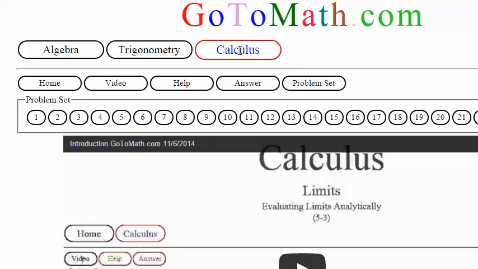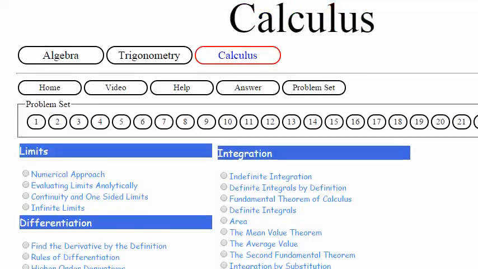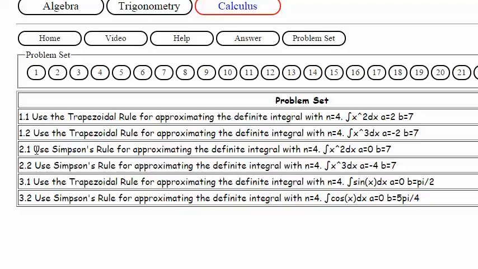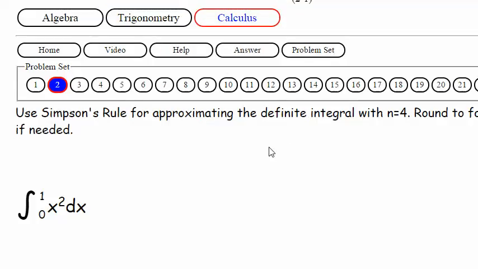Hey, we're here at go2math.com. Click on the calculus. We're looking at numerical integration, and we're doing 2.1, I believe. So we'll click on that. And what's the chances of that coming up?